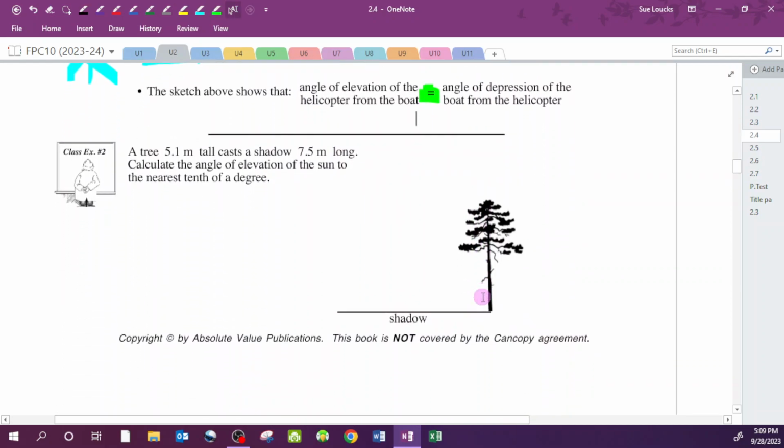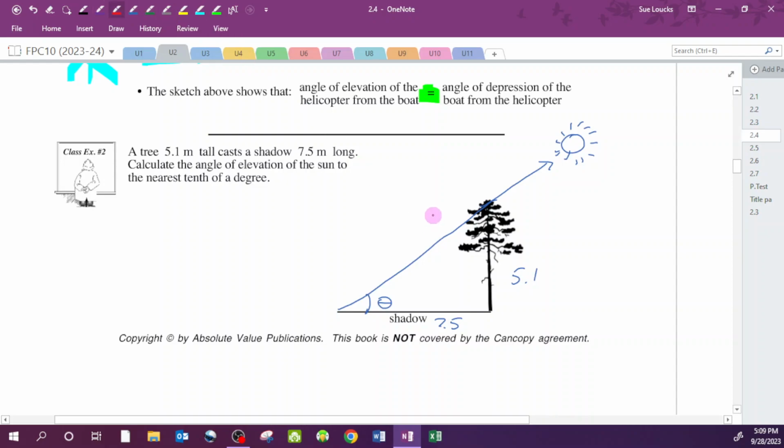Let's do an example. So we have a tree that's 5.1 meters tall, and the shadow is 7.5 meters, and we want to calculate the angle of elevation of the sun. So here's a little thing that you need to know for this, that if you draw this and you keep on going, this is where the sun will be. My grade 2 drawing of the sun, okay? So we are looking for this angle, theta.